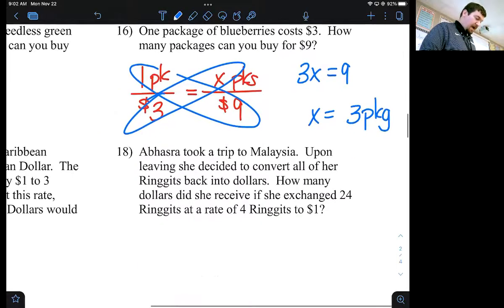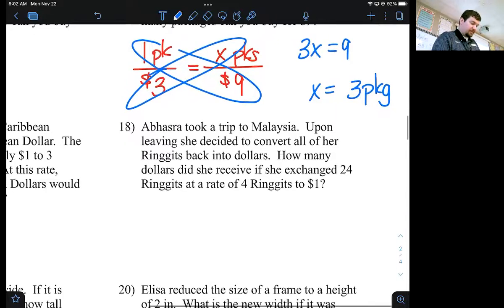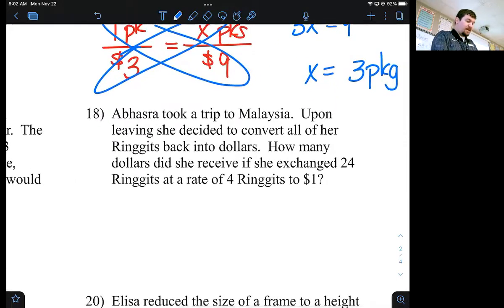Number 18. Abhasra took a trip to Malaysia. Upon leaving, she decided to convert all of her ringgits, that's the currency in Malaysia, back into dollars. How many dollars did she receive if she exchanged 24 ringgits at a rate of, here's your rate, 4 ringgits to $1? Write that down. 4 ringgits for $1.